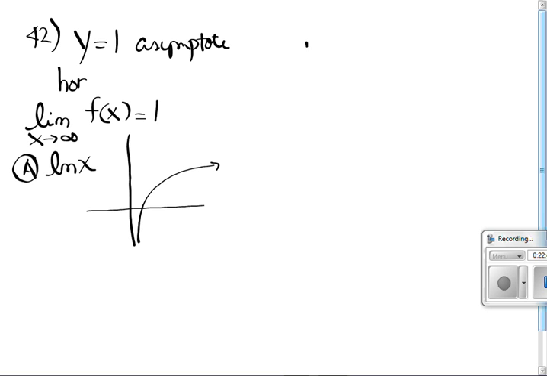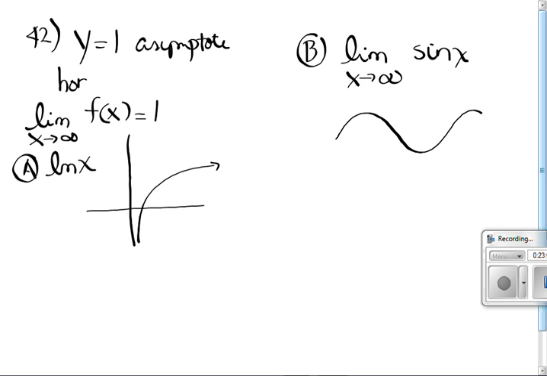Okay, B, how about the sine function? Now, remember what a limit is. It goes to a single value and it stays there. What's the sine function look like? Does it stay at 1? It's not to say that it does get to 1, but that's got nothing to do with it. It does not exist. There is no limiting value on the sine function. So it doesn't exist.